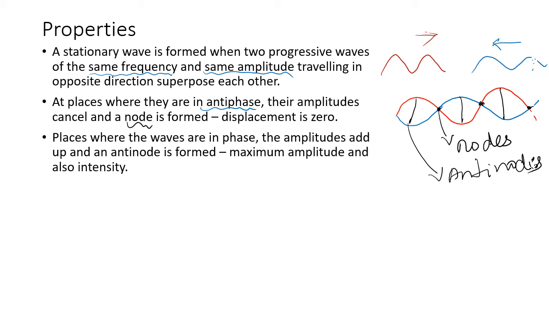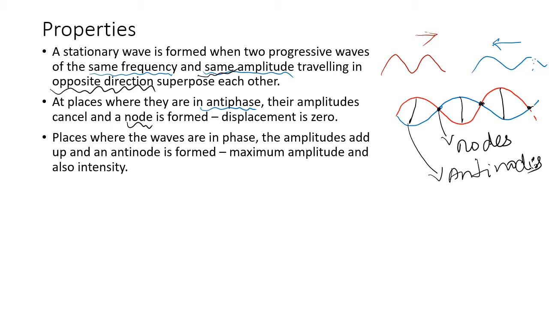What happens at the antinodes? The waves are in phase and the amplitudes add up and we get the maximum amplitude. Since we said they will be the same amplitude, what we get at those antinodes will be double the amplitude. Does that make sense? So a stationary wave is formed when two progressive waves of the same frequency and same amplitude, traveling in opposite directions, superpose with each other. Don't forget that.